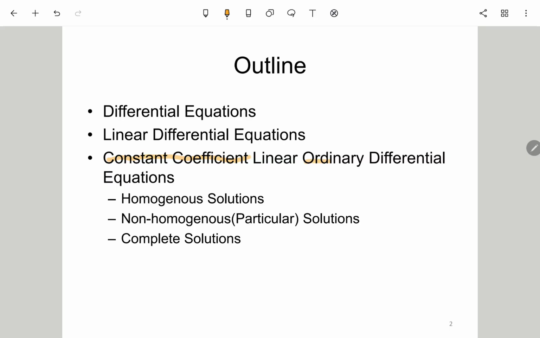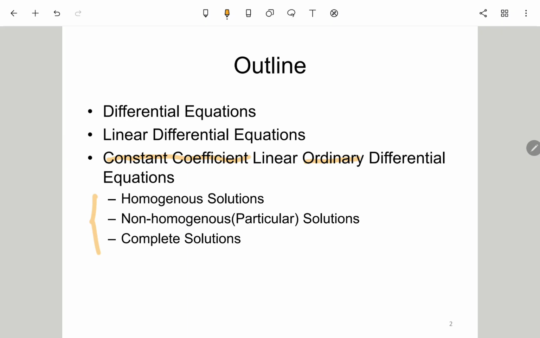So also we come up with this word ordinary. Okay, but I suppose when you first learn the calculus, starting from the single variable calculus, all the stuff are ordinary, okay? Unless you have learned the multivariable calculus, then you will be facing something like partial derivatives or partial differential equations. Okay, so anyway, I will try to also talk about how to solve the constant coefficient linear ODE in 3 steps.